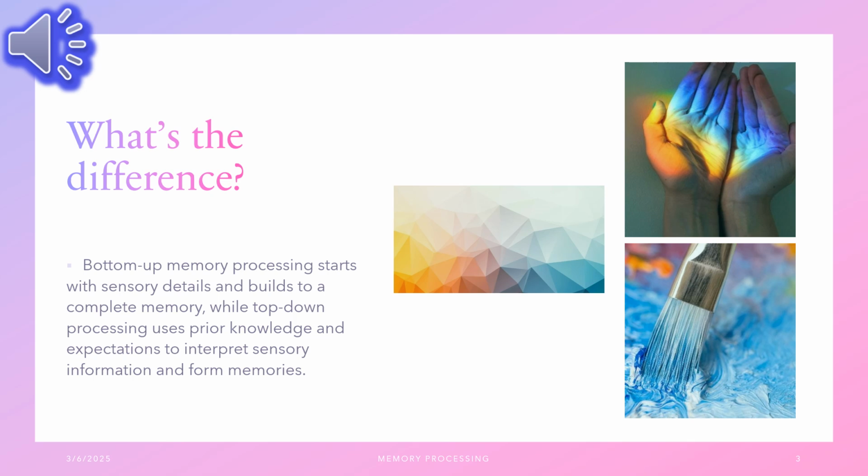Bottom-up memory processing starts with sensory details and builds to a complete memory, while top-down processing uses prior knowledge and expectations to interpret sensory information and form memories.